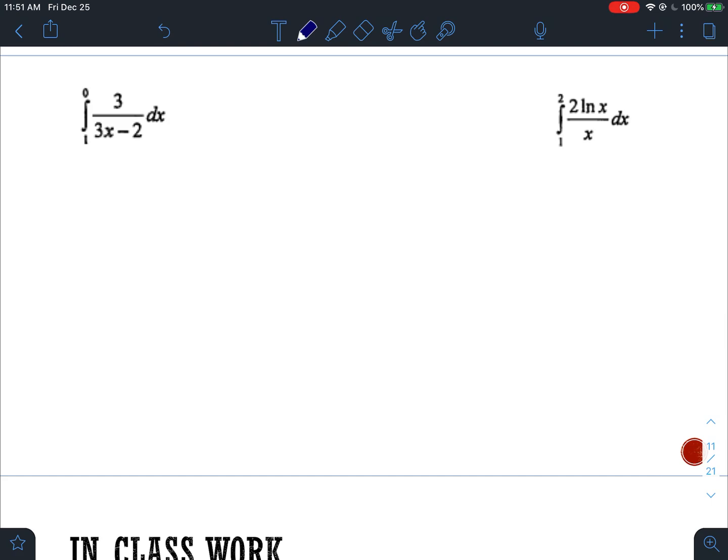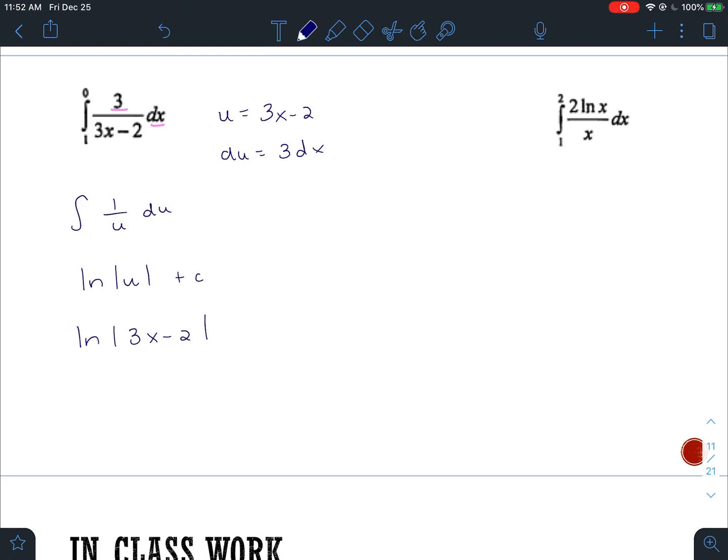All right, let's look at these two. So we want to integrate from 1 to 0 of 3 over 3x minus 2. So I'm going to let u be the denominator, 3x minus 2. So the derivative of that would be 3 dx. And notice that's the numerator. So this is just a straight substitution. So this would be 1 over u du. And the antiderivative of 1 over u is the ln of u, and then plus c.